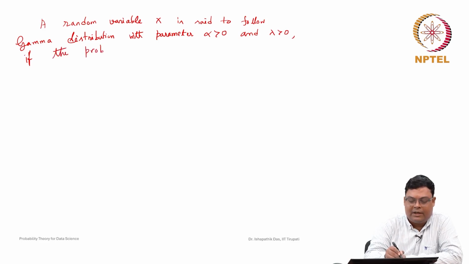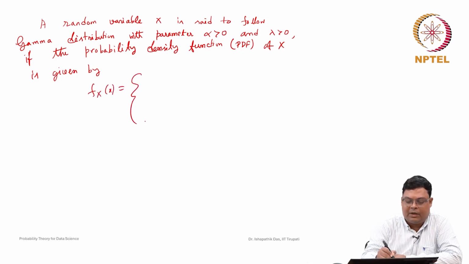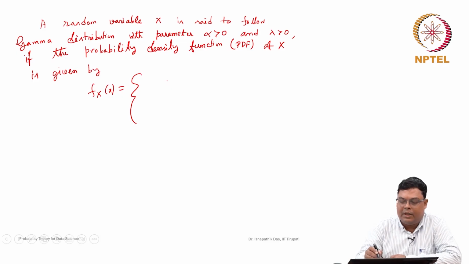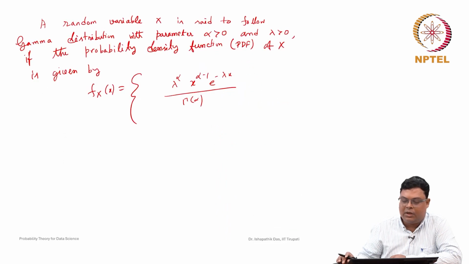If the probability density function, this is the PDF of x, is given by f of x equal to x to the power alpha minus 1, e to the power of minus lambda x, lambda to the power alpha by gamma alpha, whenever x is greater than 0 and less than infinity, with alpha and lambda in the given range, and 0 otherwise. So this is the probability density function.